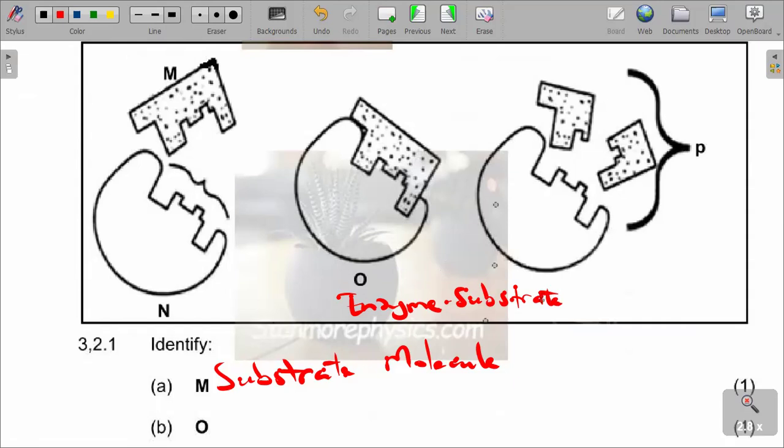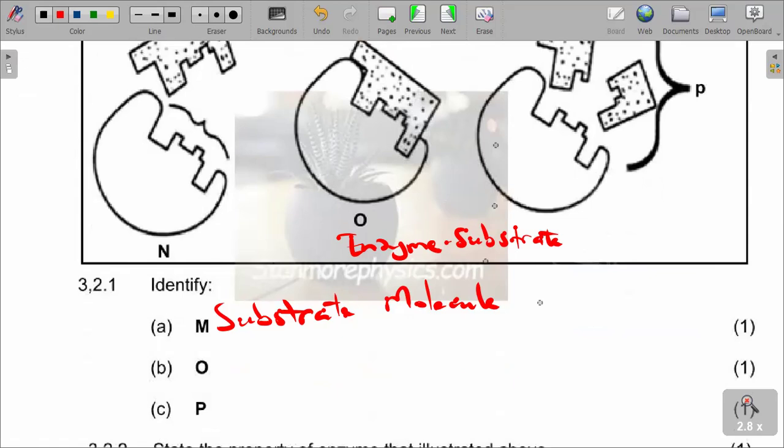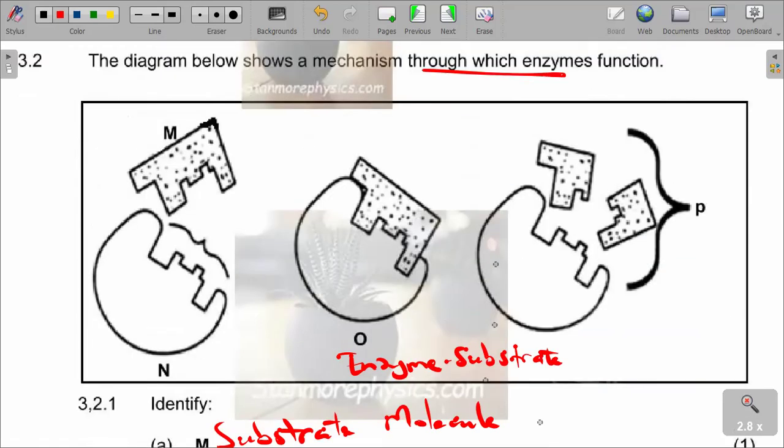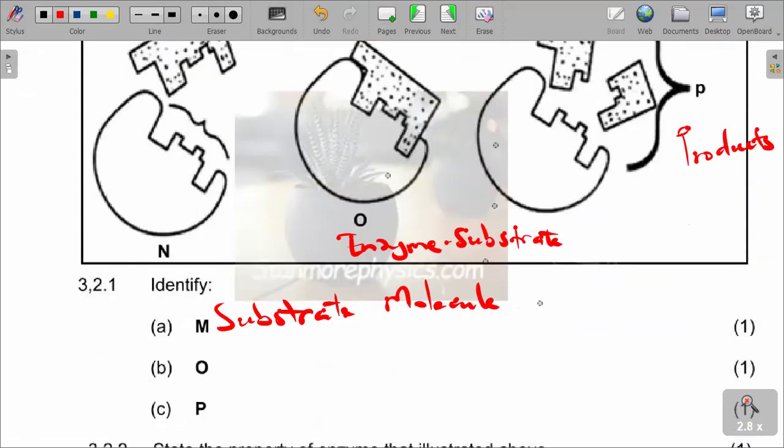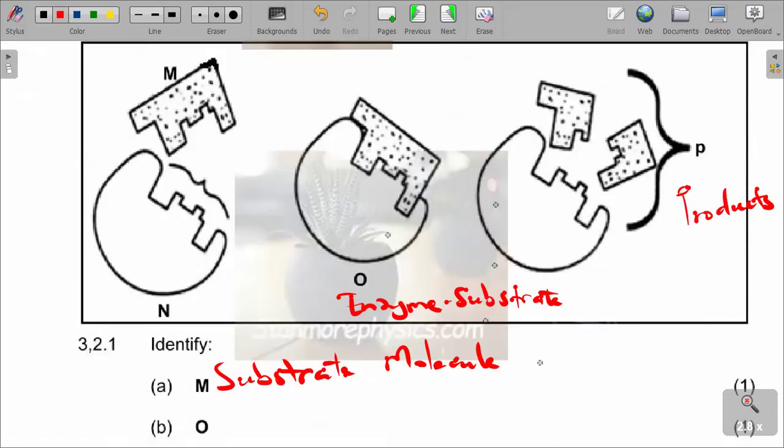Of course, which is just complexing. And then P actually identifies the products that are produced there. So that's how it is.